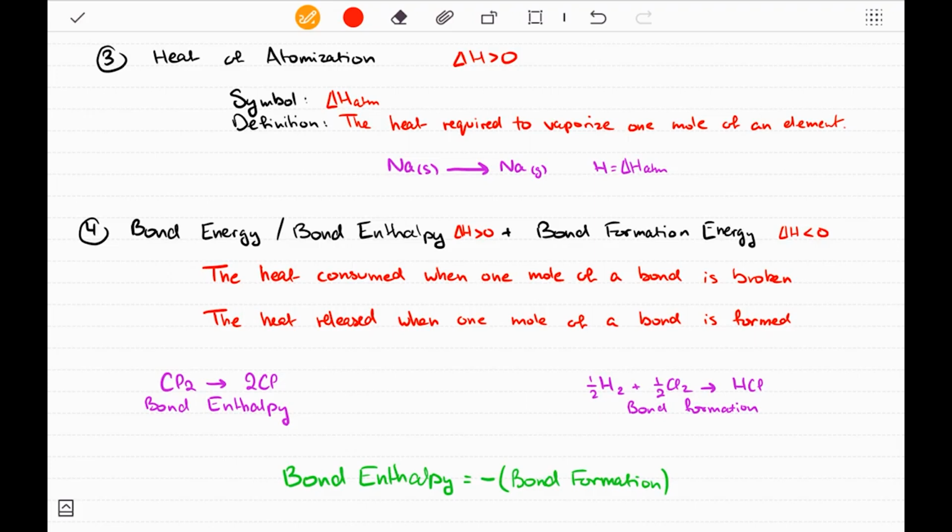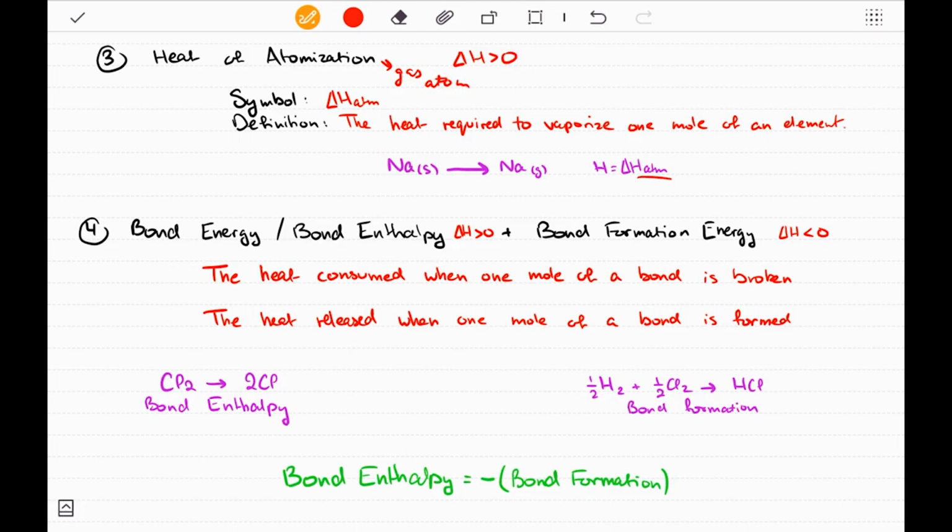The third one I'm going to be talking about is the heat of atomization. This heat is always positive. It's represented by H-ATM, and it is the heat required to vaporize 1 mole of an element. The example I have here is just sodium metal as a solid, and we turn it into a gas. The heat that we use up here is the heat of atomization. Atomization just means turning it into a gas atom. There aren't many questions about this. They tend to just give you the heat of atomization directly, so that's it.